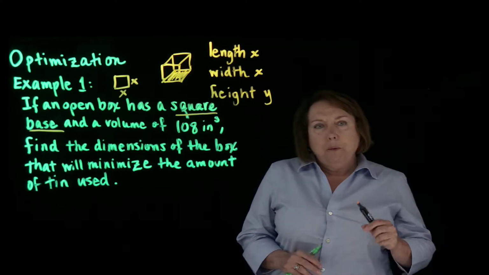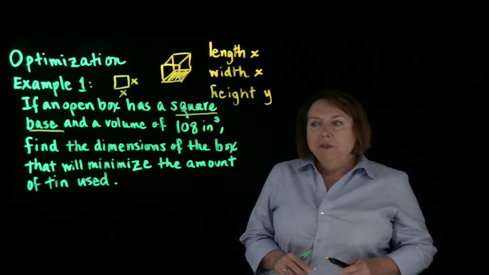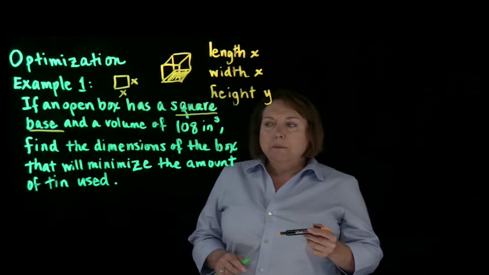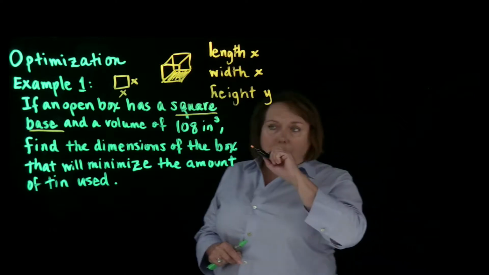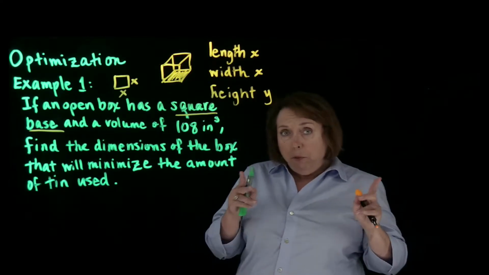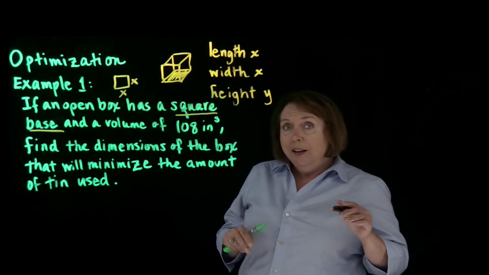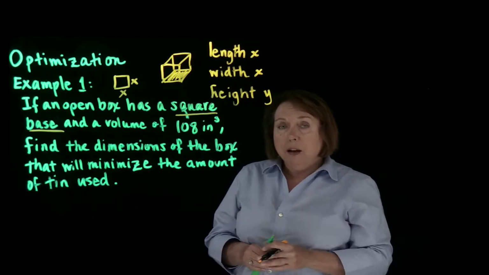So let's think about what we want to find here. We want to minimize the amount of tin used, which would be the area of the tin. But we're given the volume. So we're going to actually use both of these ideas to help us come up with a solution.